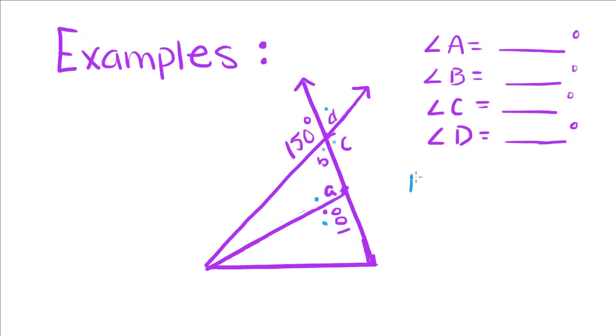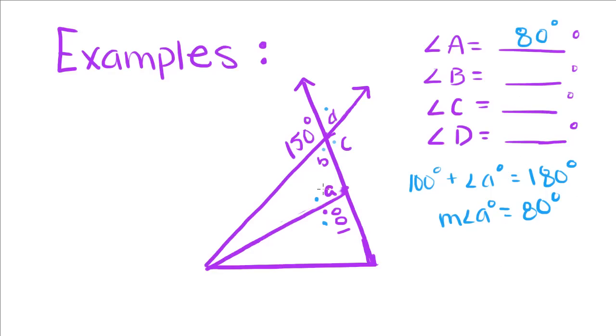So we can add 100 degrees plus the measure of angle A and set it equal to 180 degrees and find that the measure of angle A is 80 degrees if we subtract 100 from 180. So right here we can put 80 degrees. I'm going to fill this in so that we remember what this equals.